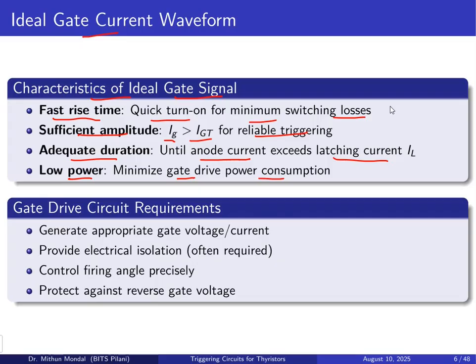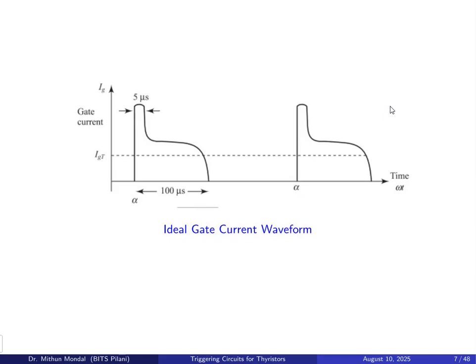Gate drive circuit requirement: generate appropriate gate voltage or current, because if this gate voltage and current is not met, then triggering cannot take place. It should have proper electrical isolation, which is often required, control the firing angle precisely, and protect against reverse gate voltage.